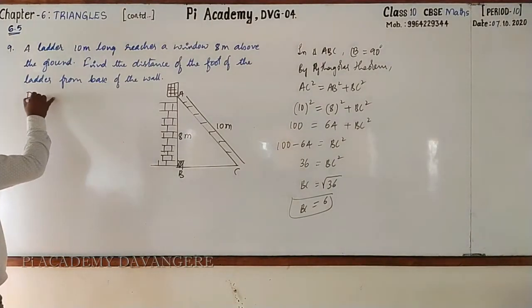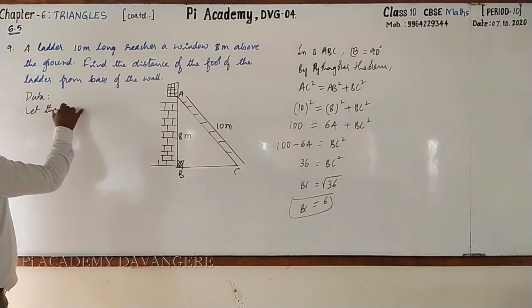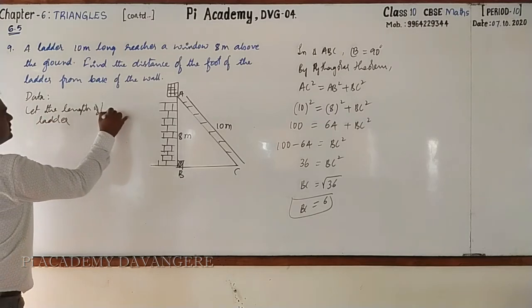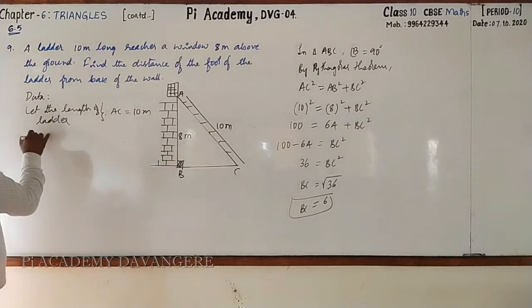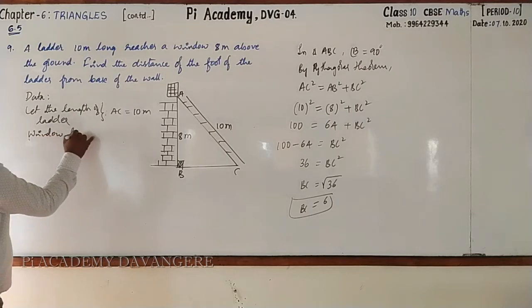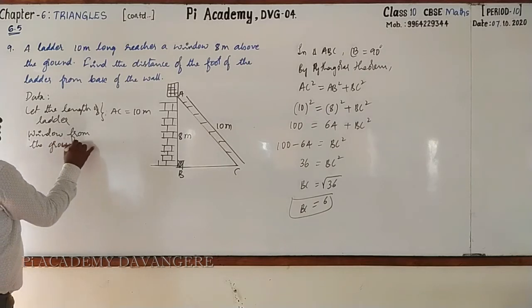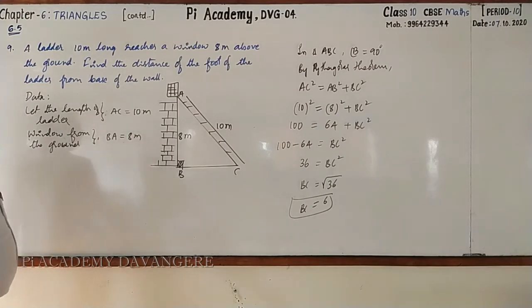If you want to write the data, just go for writing. Let the length of ladder, you may take that as AC, which is equal to 10 meter. Then window from the ground, how much? It is BA is 8 meter. Then you are going to find out the distance of the foot of the ladder from the wall.